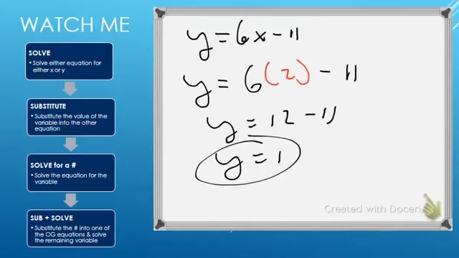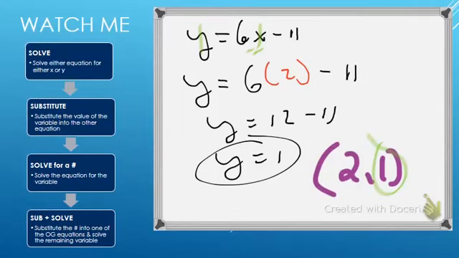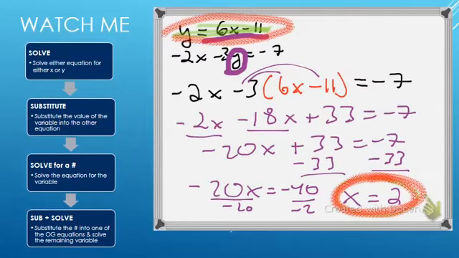Looking at it now, we know that our solution is (2, 1), and we can check it by plugging it back into both of the original equations, making sure it works. And let's just quickly do that. 2 here, it's going to be 6 times 2, that's 12. 6 times 2 is 12, 12 minus 11 is 1. Put a 1 in for y, 1 equals 1. Checks out. Let's check out the other one.